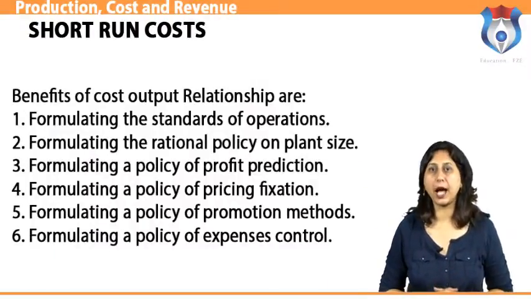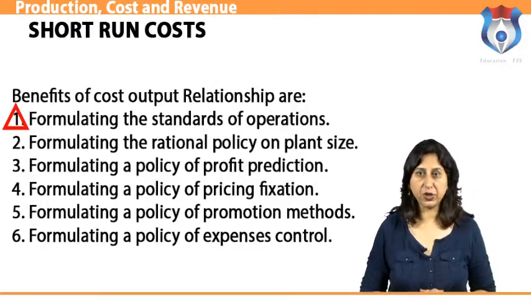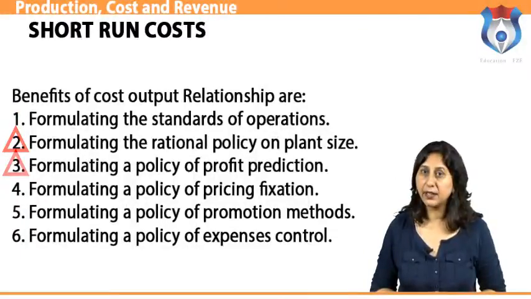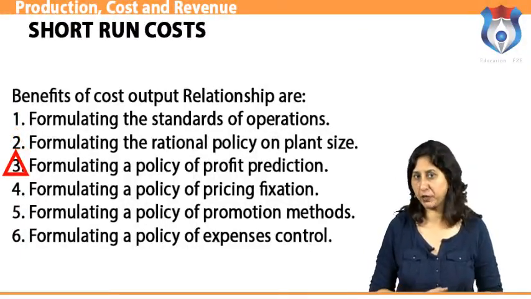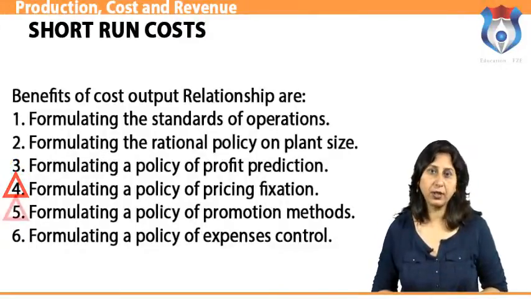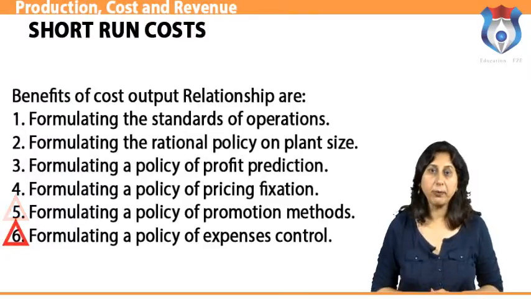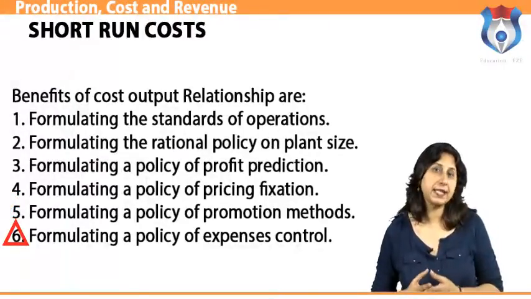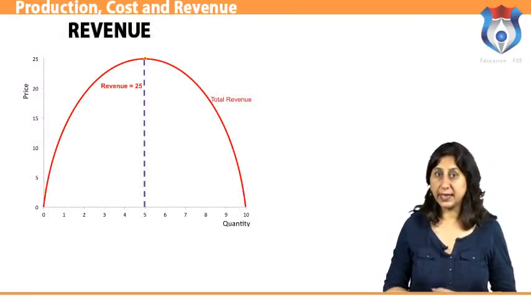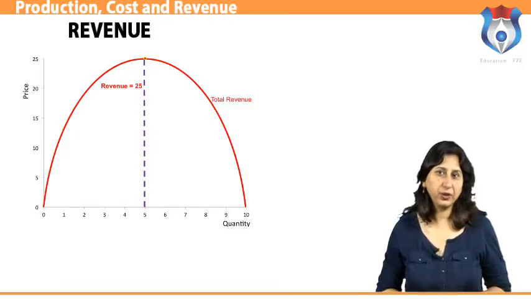Benefits of the cost-output relationship are formulating the standards of operations, formulating a rational policy on plant size, formulating a policy of profit prediction, formulating a policy of pricing fixation, formulating a policy of promotion methods, formulating a policy of expenses control. Revenue. After studying cost, the next most important component under economics is revenue.